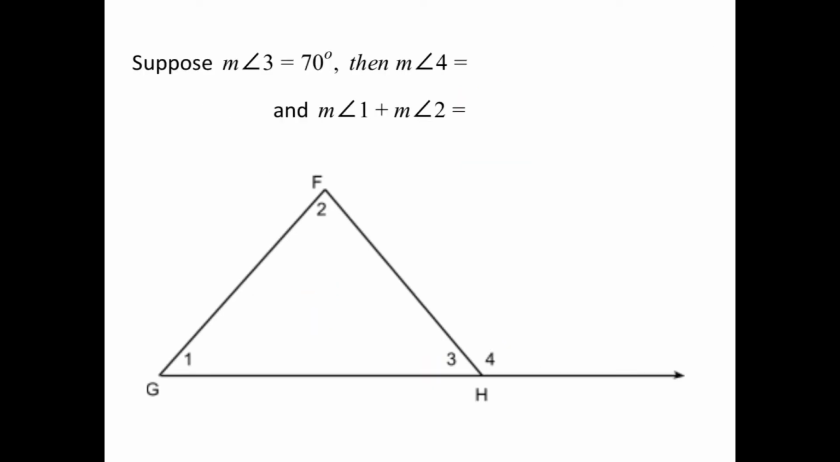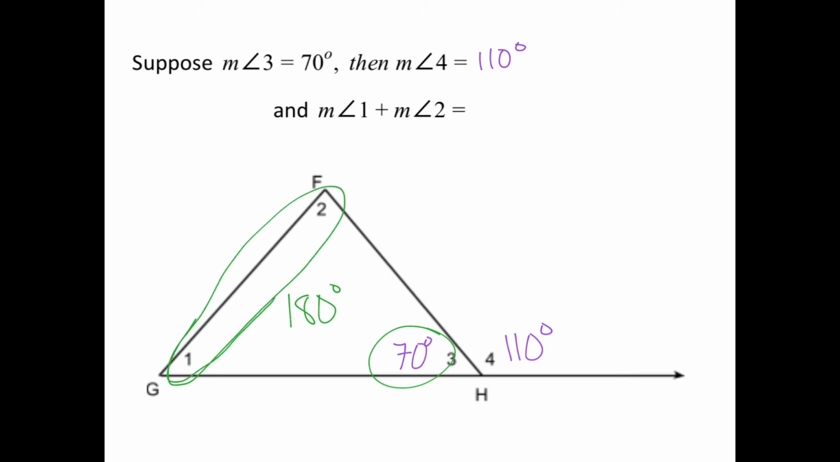Let's do it again, same setup, but in this one now, the measure of angle 3 is 70 degrees, okay? Well, if the measure of angle 3 is 70 degrees, then because that's a linear pair, the measure of angle 4 is going to be 110 degrees. So we take the 180 and we subtract 70 degrees. Now, inside the triangle is 180 degrees. 70 of them is over there in angle 3. Angle 1 and 2 will need to take care of that other 110 degrees. So the measure of angle 1 plus the measure of angle 2 also equals 110 degrees.